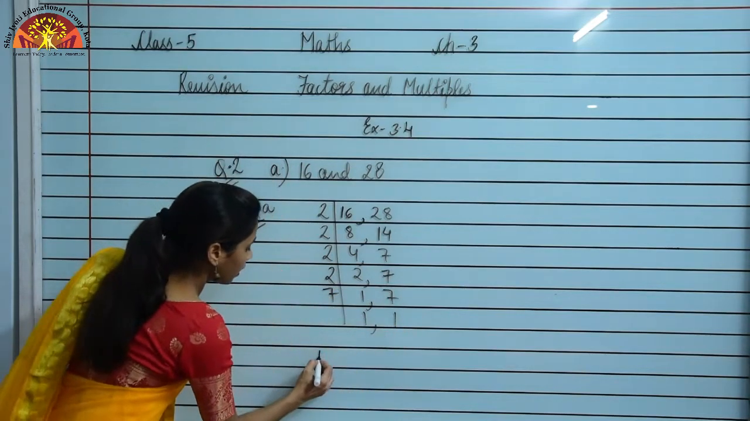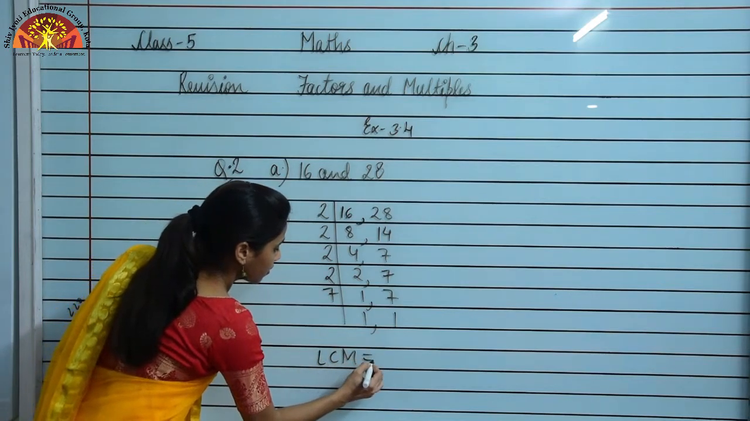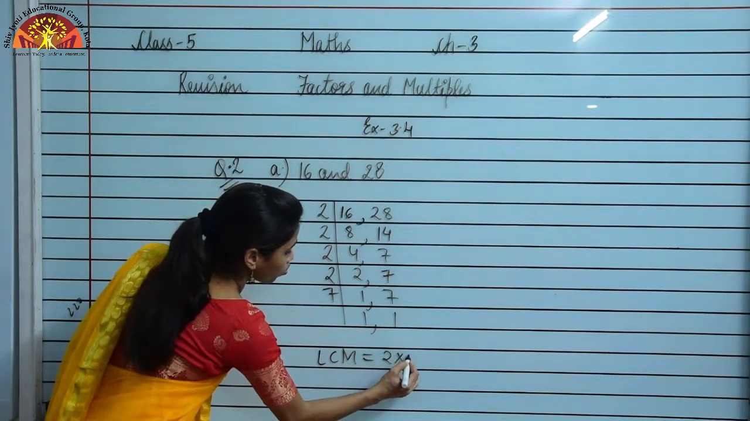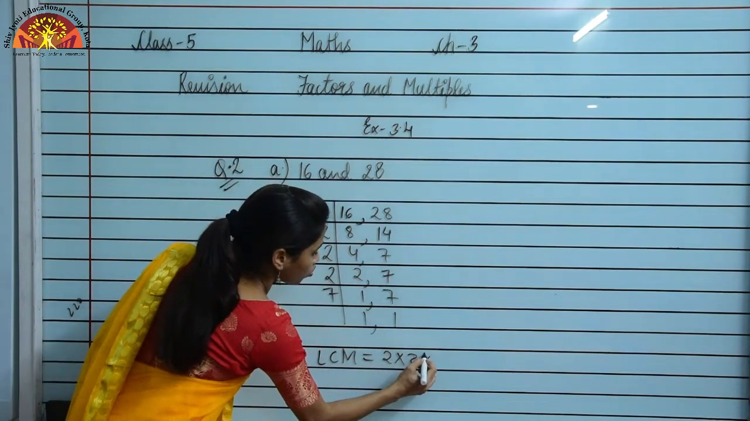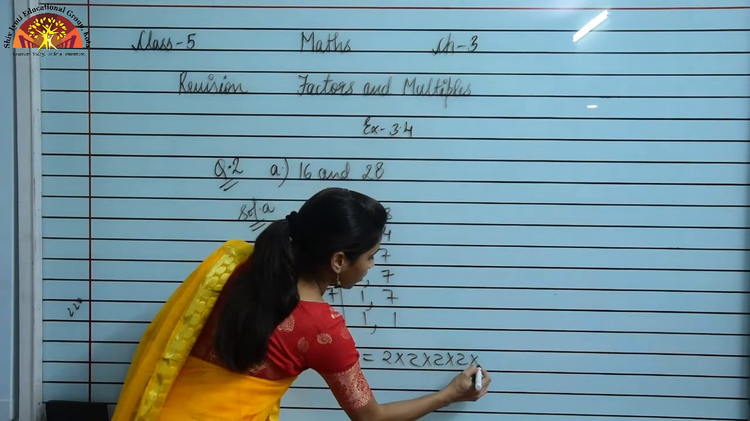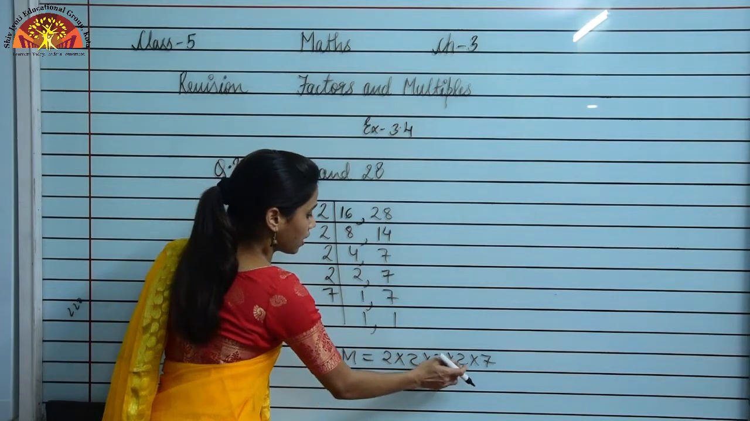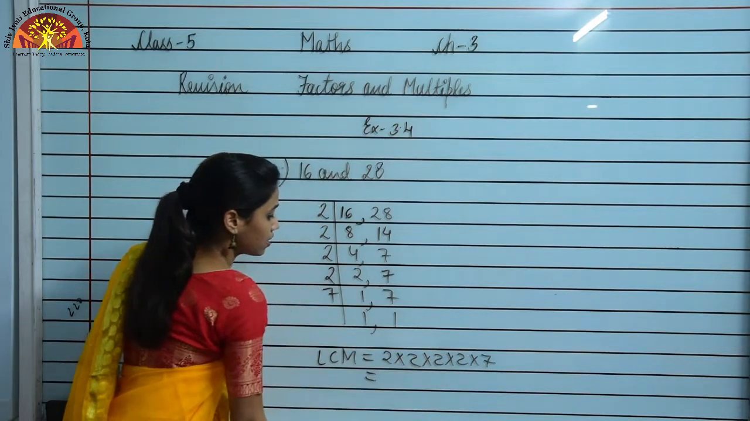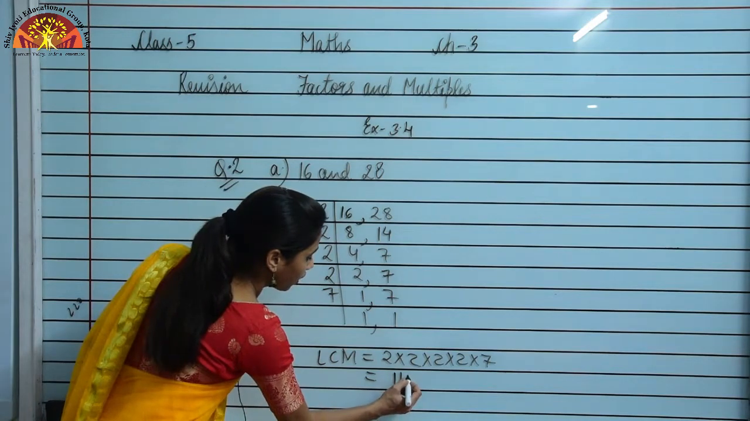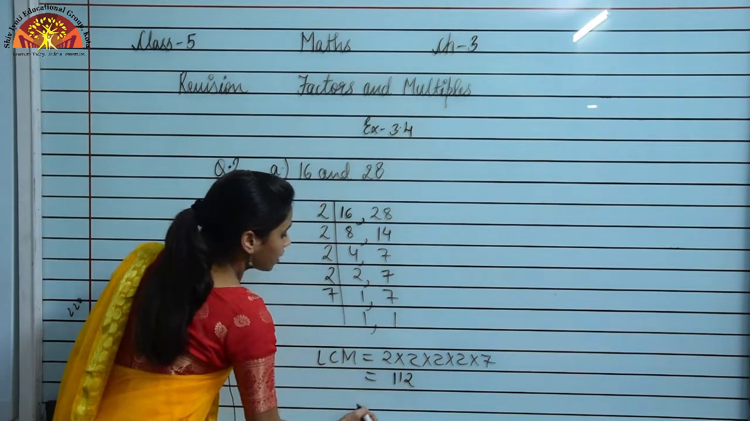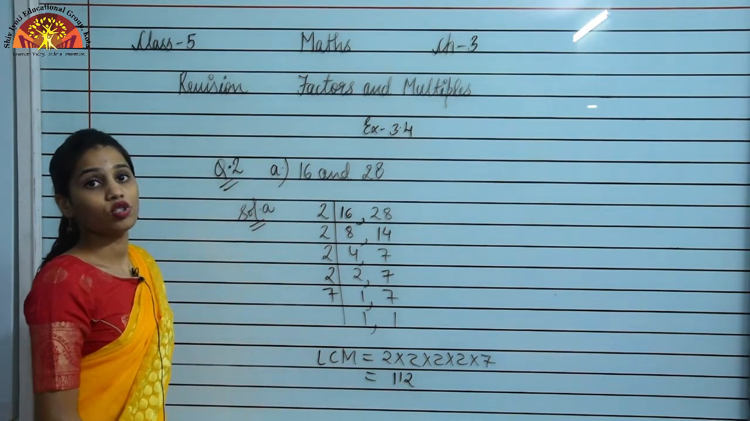So what will be the LCM? LCM will be 2 into 2 into 2 into 2 into 7. So it will be 2 2s are 4, 4 2s are 8, 8 2s are 16, and 16 7s are 112. Therefore, the LCM is 112.